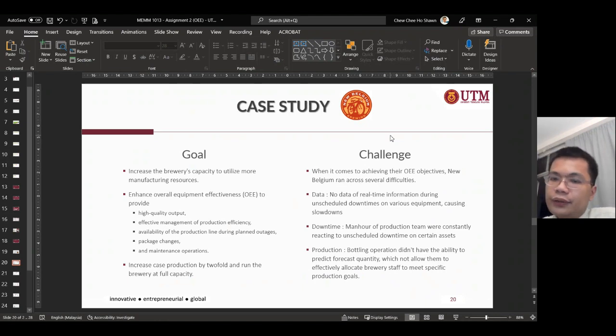And for production, although they could produce that capacity, the bottling operations didn't have the ability to forecast, so output was sometimes higher and sometimes lower because of the efficiency. So even though they had the demand and the orders, they were unable to commit the estimated production quantity to the client.